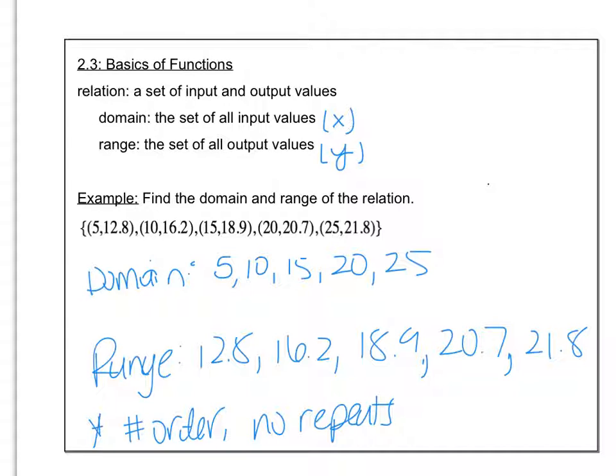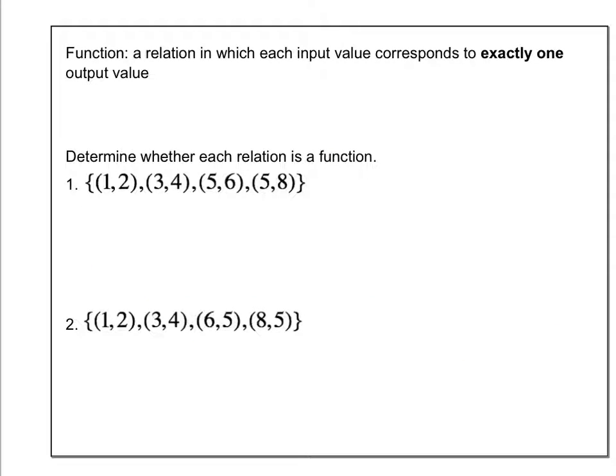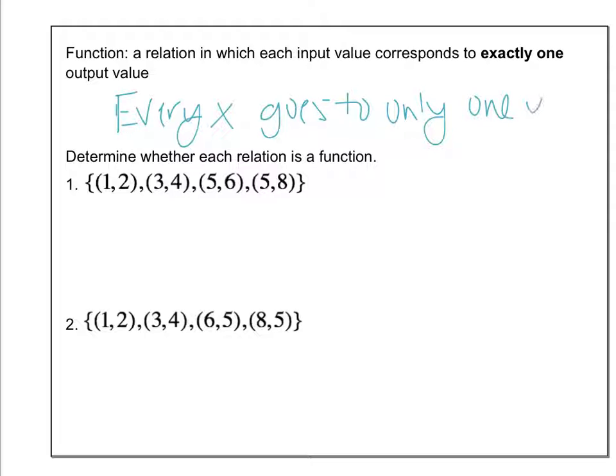Good? Do you guys remember from last year what it means to be a function? To be a function, for one input I only want one output. So there can't be two. Another way of saying this: for every x, there's a y. Every x goes to only one y. The focus is on the x. For every x, does that x only go to one y value? For every input, do we only have one output? That's what it means to be a function.